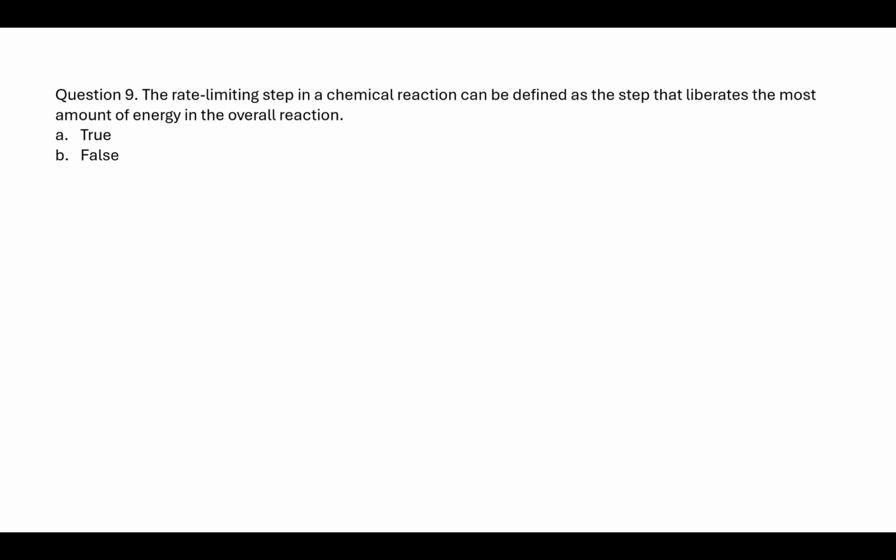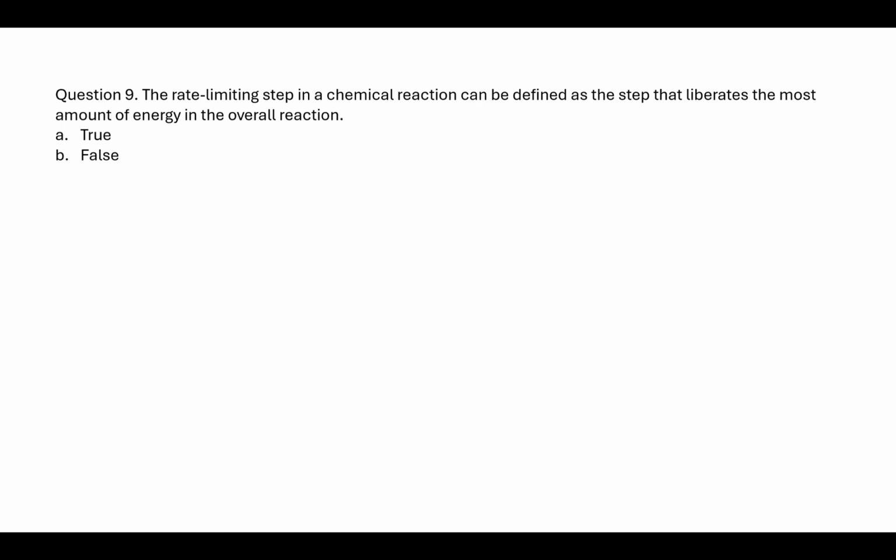So the statement given is false. The rate limiting step will be the slowest reaction step in the overall reaction. Since it is the slowest, the energy liberated will be the least. So that's why this statement is wrong; the rate limiting step in a chemical reaction can be defined as the step that liberates the least amount of energy in the overall reaction. But here most is given, so B is the correct answer, that this statement is wrong. Now let's move to the next question.